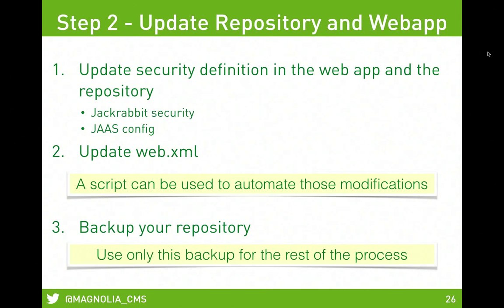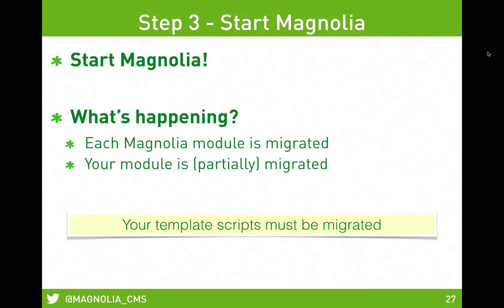Now it's time to do backup of your repository. By repository, I mean the database, but also the Jackrabbit repository. And now you must use this backup for the rest of the process. Now you can start Magnolia.